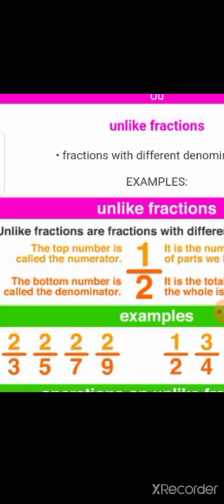Next is unlike fractions. What do you think about unlike fractions? Let's see. Fractions with different denominators. In like fractions, fractions have the same denominators, and in unlike fractions, fractions have different denominators. Here are the examples: 2 over 3, 2 over 5, 2 over 7, 2 over 9. In this example, all the numerators are the same, 2, but the denominators are different. In the first one, the denominator is 3, then 5, 7, and 9. So these are called unlike fractions.